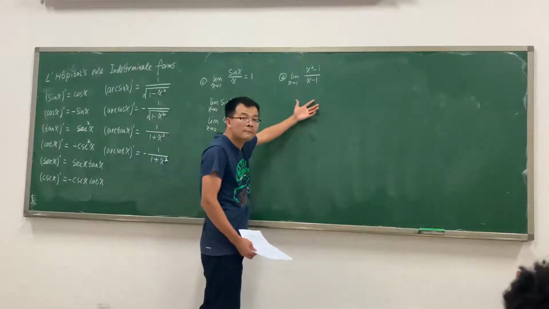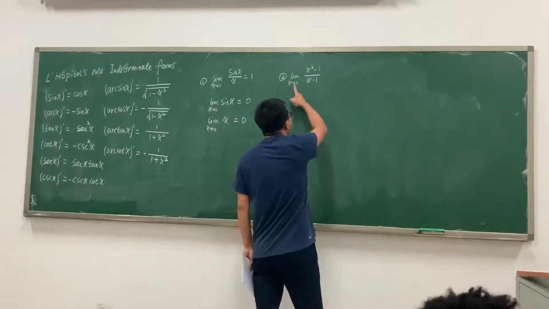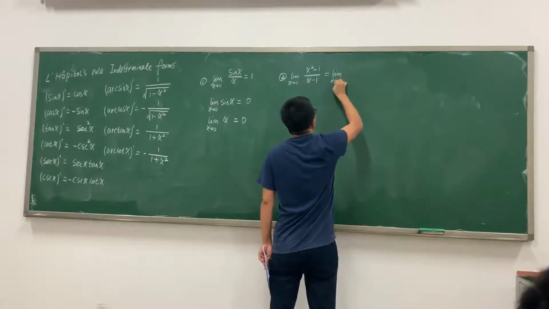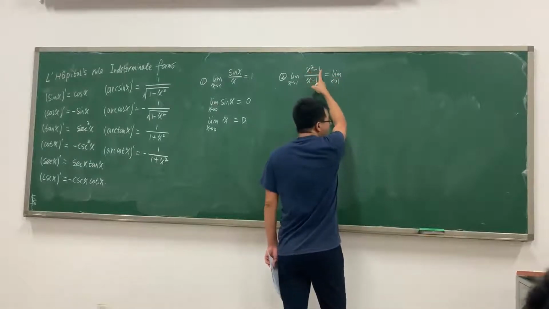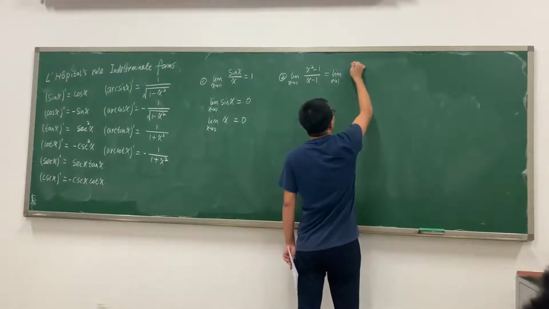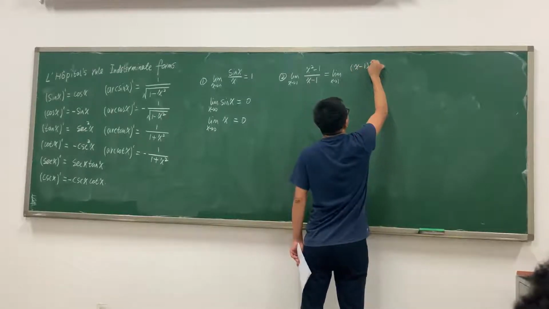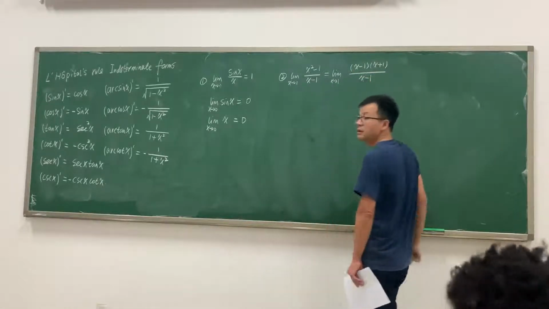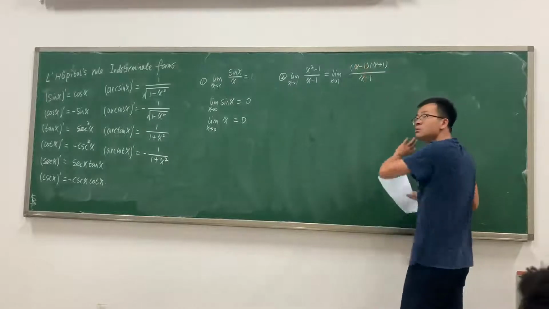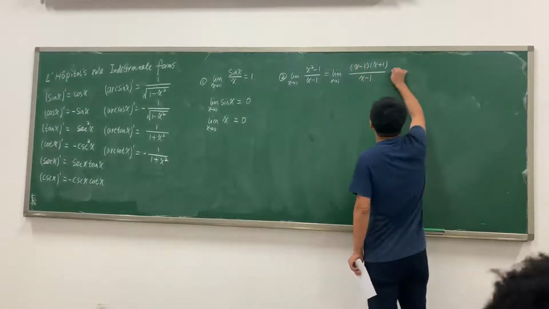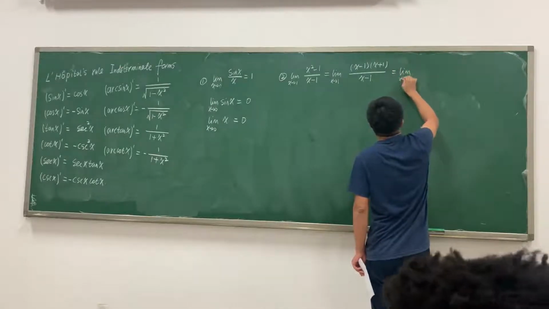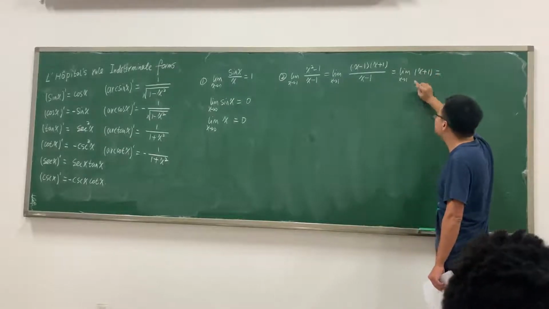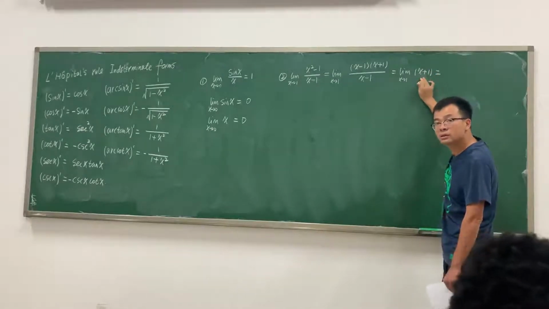Now for the second, we can see x approaches 1. So this limit is the limit as x approaches 1 of x squared minus 1 over x minus 1. X squared minus 1, actually, we can rewrite as x minus 1 times x plus 1, divided by x minus 1. So the x minus 1 cancels. So this limit is the limit as x approaches 1 of x plus 1, which approaches 2, yeah?